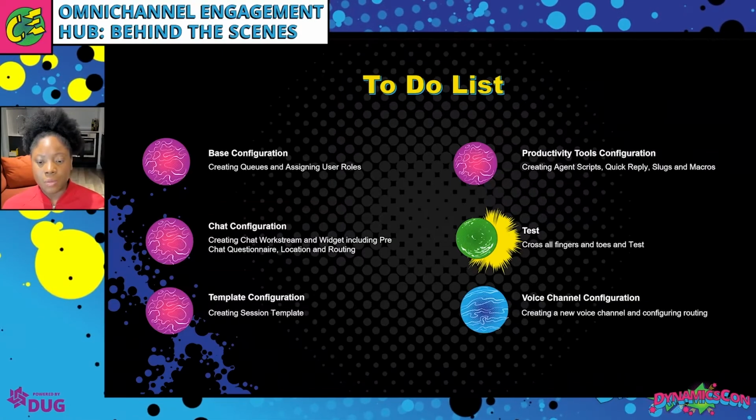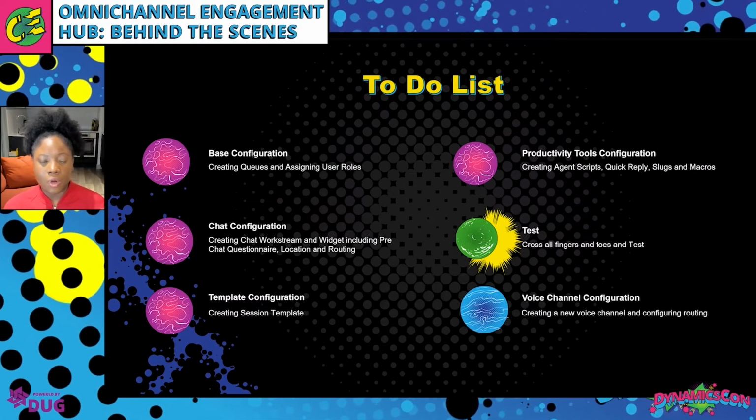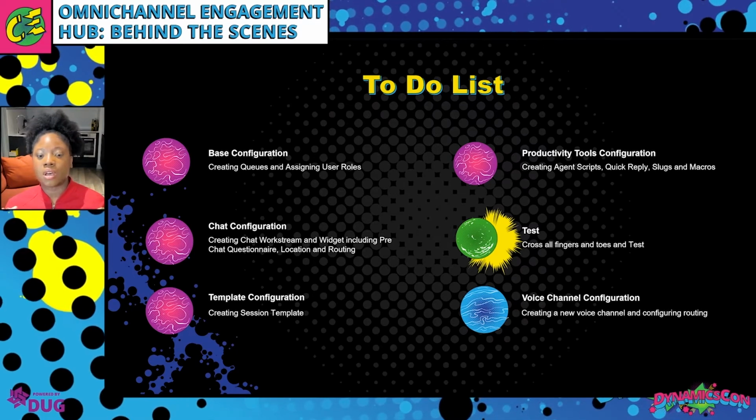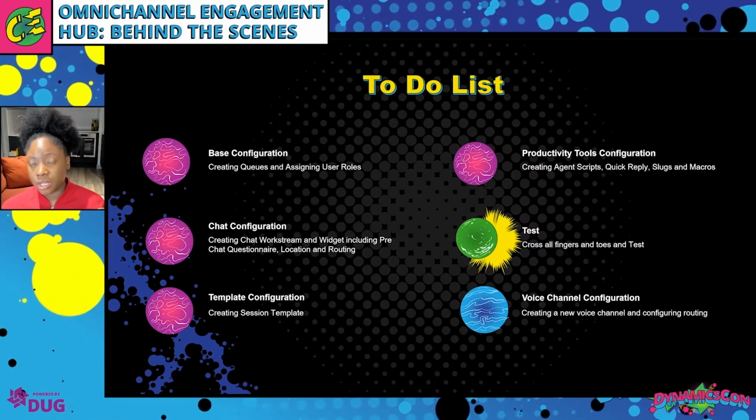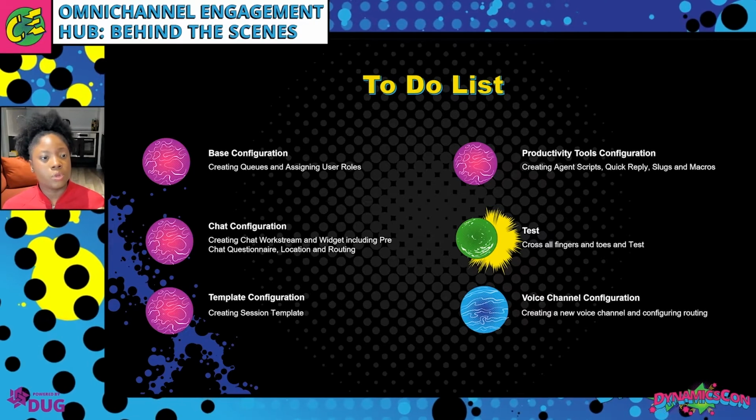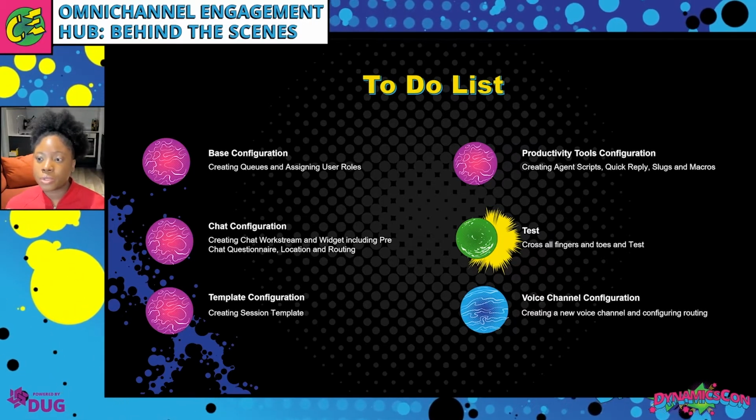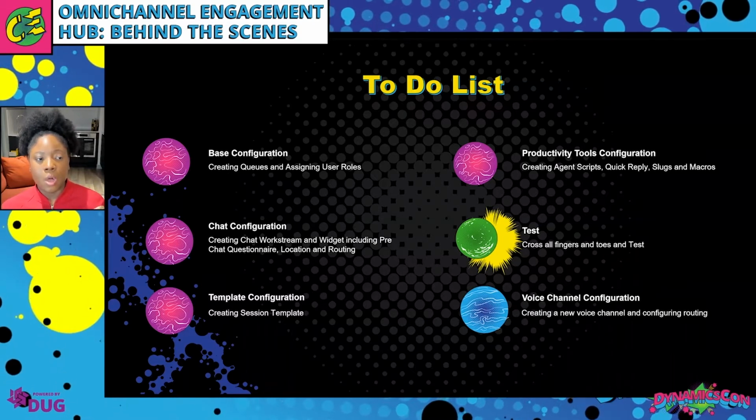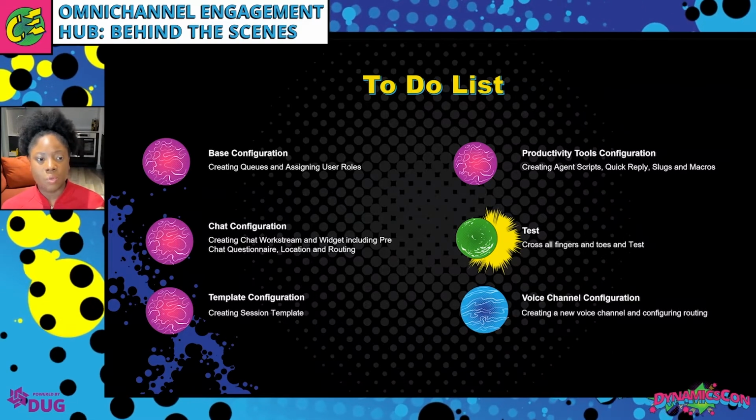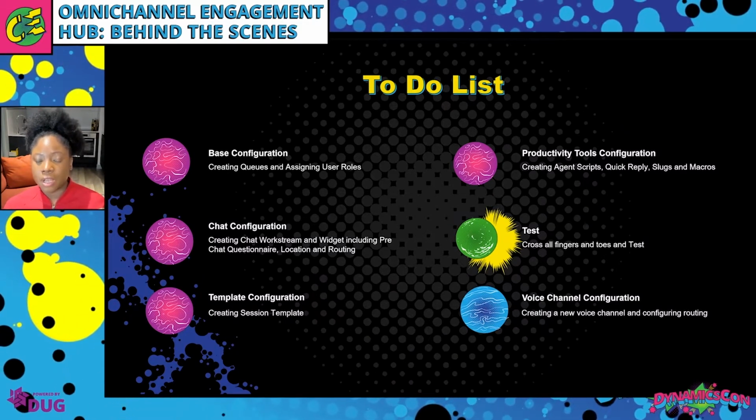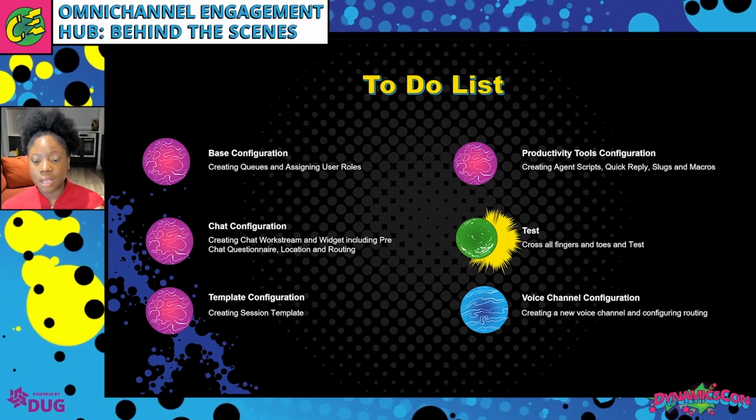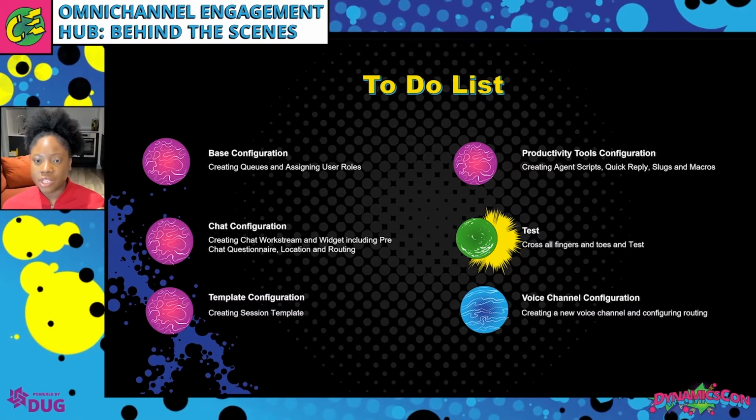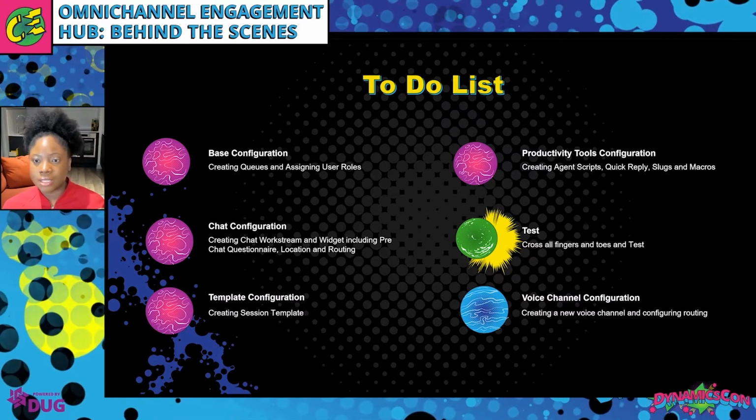So let's see, in order to get to that scenario, what are the different steps that we need to do? Well, we need to start off with a base configuration, which is where we ensure that our users are set up and that we've got our queue set up. And then we have the chat configuration, which is where we configure the chat work stream and the widget. Of course, we're going to be talking about pre-chat questionnaires and also location, and talk about routing as well. And we're going to create some agent scripts, quick replies, slugs, and macros.